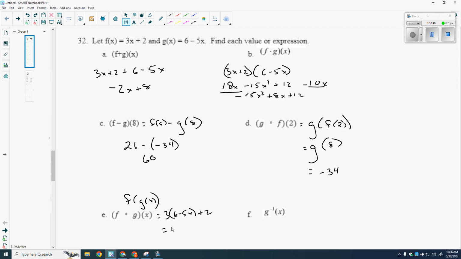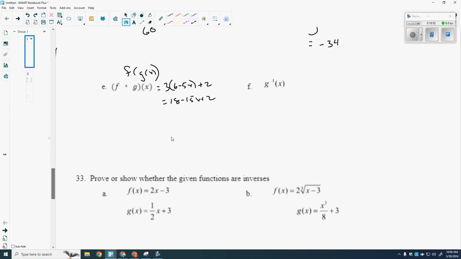Okay, combining like terms, I get 18 minus 15x plus 2. I can slide down now. And I get 20 minus 15x.